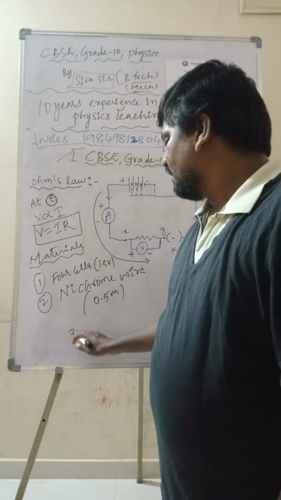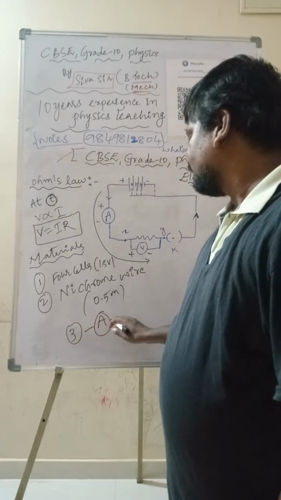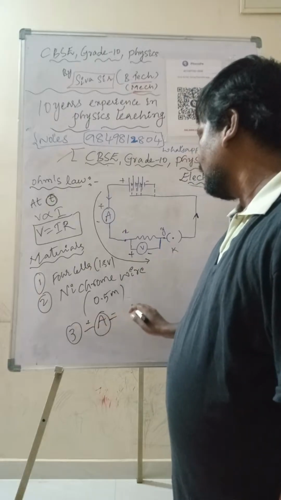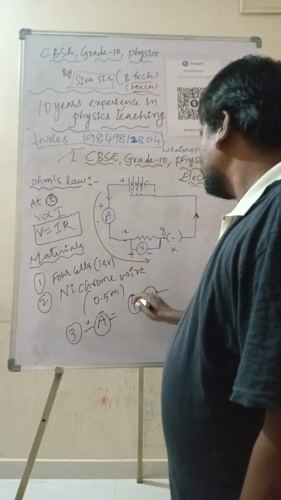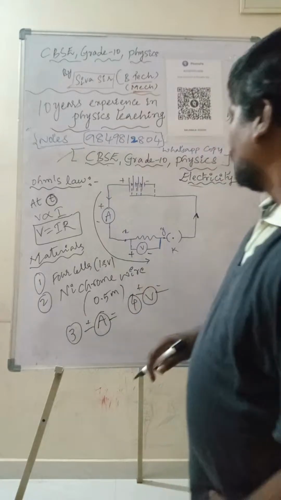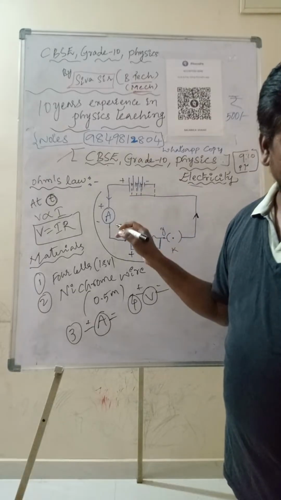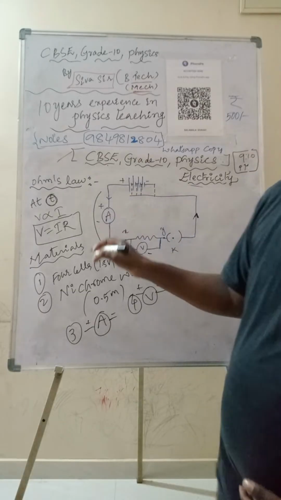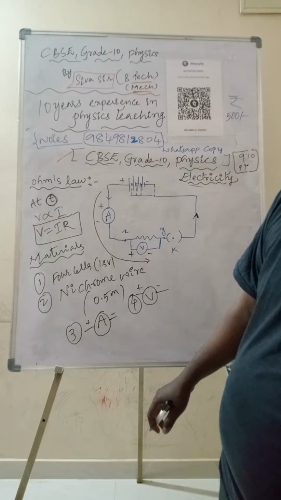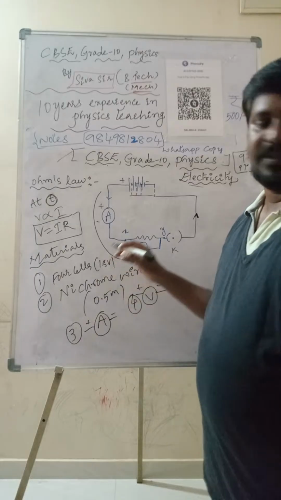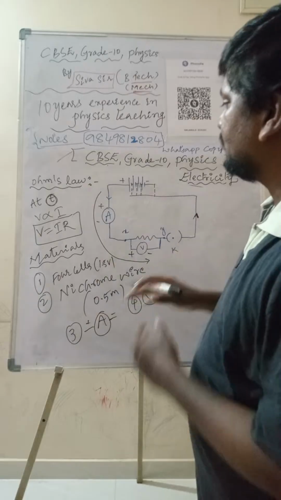And the third one is the ammeter, with positive and negative terminals, and the fourth one is the voltmeter, also with positive and negative terminals. Then a switch, K, and connecting wires. So these are the materials required.